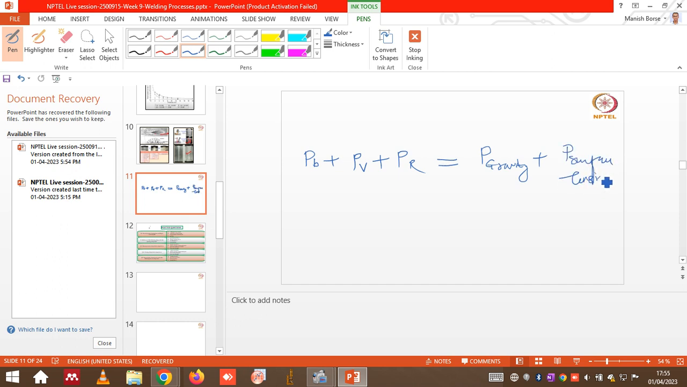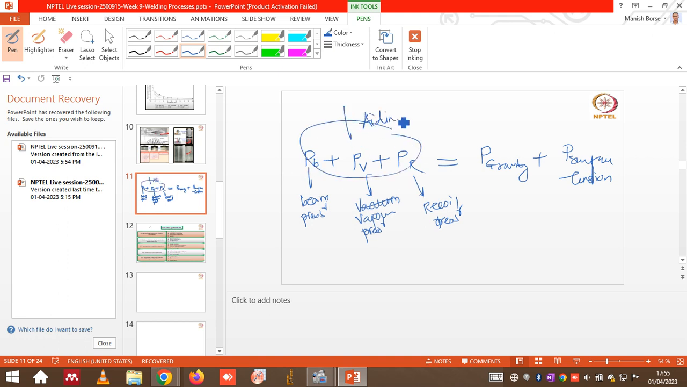Okay. So the left hand side forces, sorry, vapor pressure, are aiding the keyhole formation, and the right hand side forces are closing the keyhole.